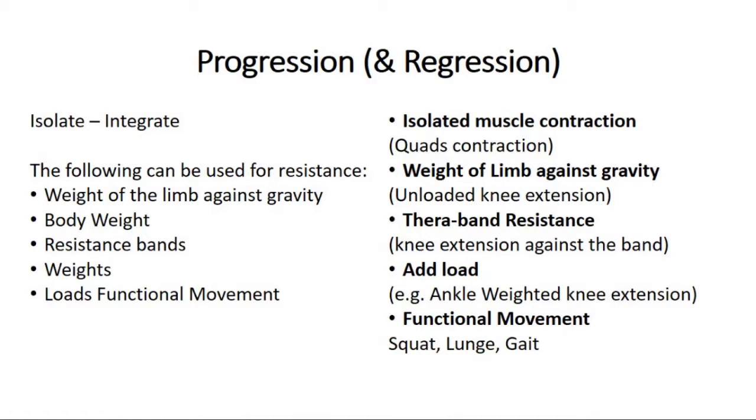So we might start with that isolated quads contraction, because we've got pain inhibition of the muscles around the knee. Then we might do an unloaded knee extension. Then we might do a loaded knee extension. We could use TheraBand, for example, or an ankle weight. And then we could integrate into that functional movement. So we could progress or regress depending on what we need to do and what we find. And patients are always fluctuating up and down this scale, because obviously pain inhibition switches off muscles, and we must be mindful of that.